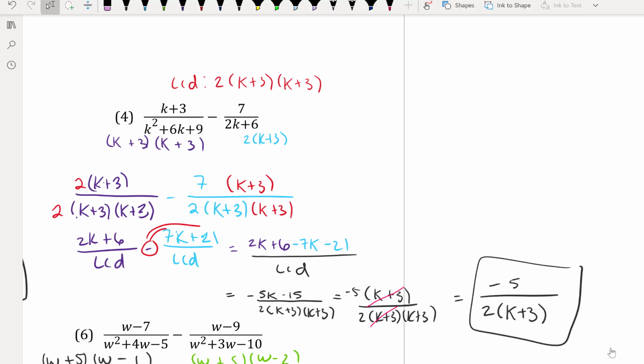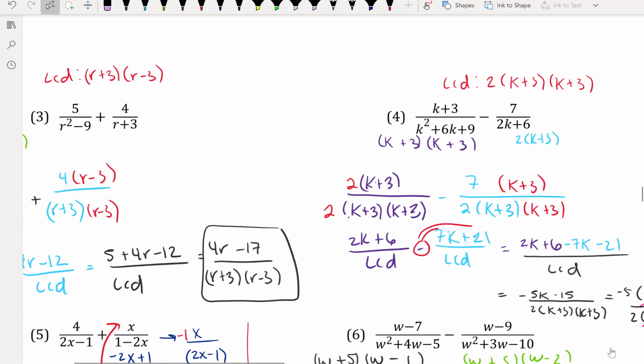I multiplied the numerators by what was missing from the LCD. I combined like terms. I had to be careful with distributing that negative sign. It gets distributed to everything in my numerator. I combine like terms and then I factor, and I saw that k plus 3 cancels out on the top and the bottom, so I'm left with -5 over 2k plus 3. Okay, that was number 4.